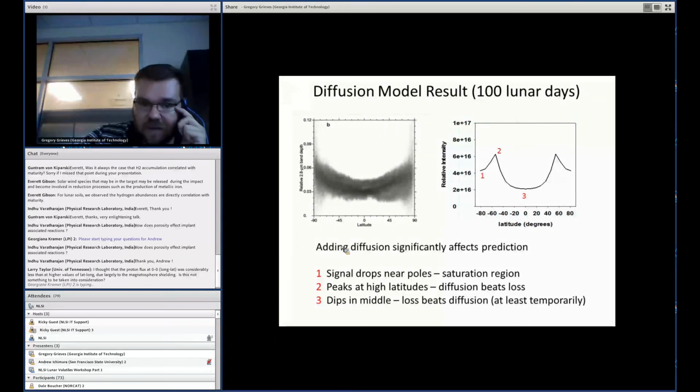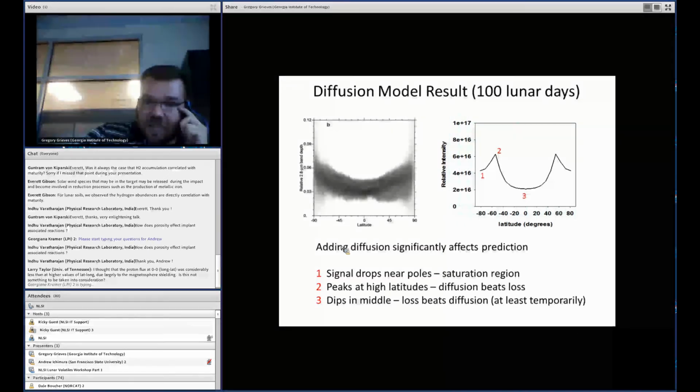At high latitudes, at the point labeled 1, the signal drops near the poles. This is because in the implantation volume where the protons are capable of reaching, they reach a saturation limit, and no more protons can enter. So the amount that can deposit there is limited.